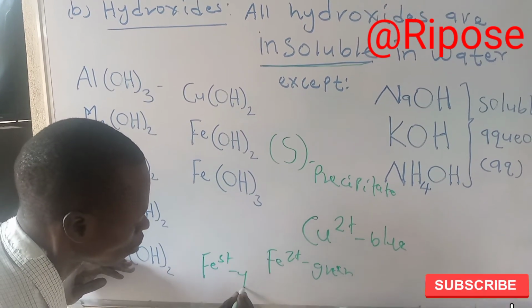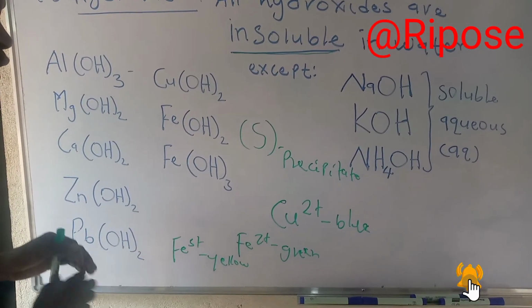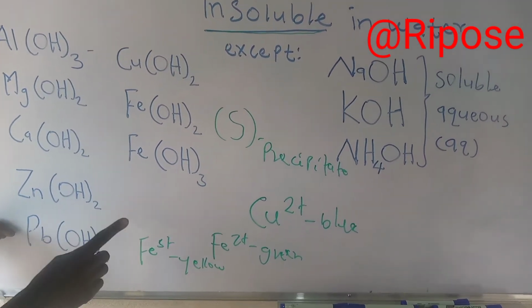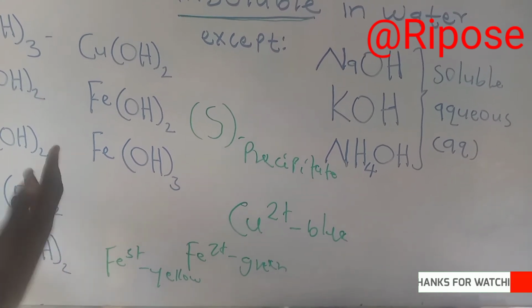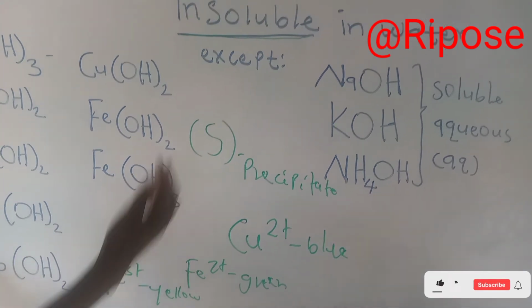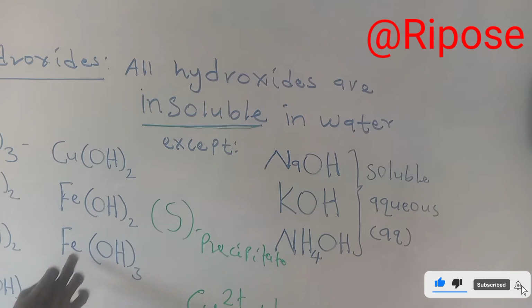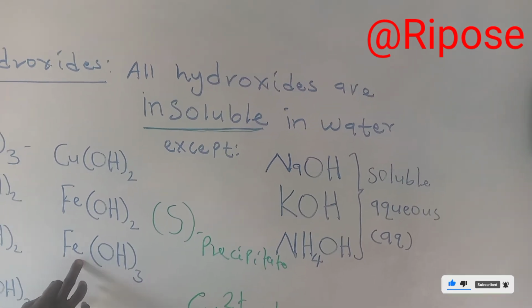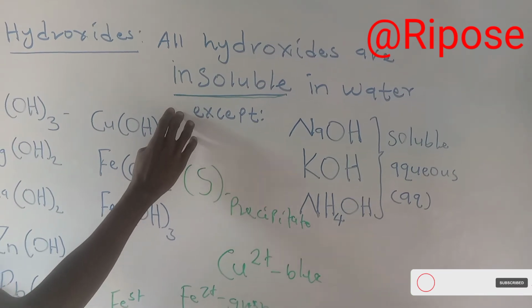A similar observation occurs with iron 3. Iron 3 is yellow. That is a yellow salt. Those salts of iron 3 that are soluble dissolve, forming a yellow solution. But those that are insoluble form a yellow precipitate. Because most hydroxides are insoluble in water, the one for iron 3 will not dissolve, so it will appear as a yellow precipitate. That is for iron 3.